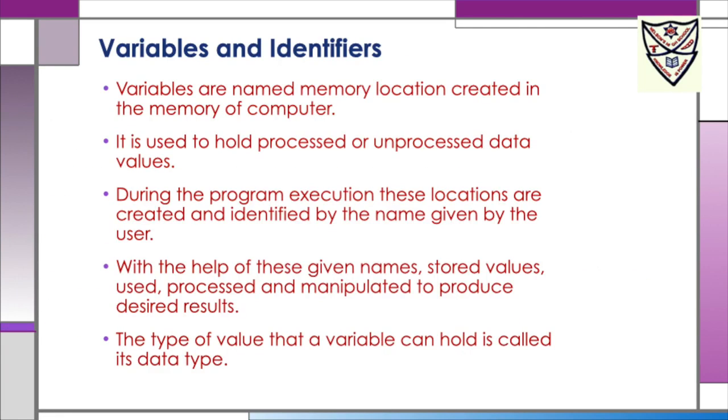Variables and identifiers. Variables are named memory locations created in the memory of the computer. It is used to hold processed or unprocessed data values. During the program execution, these locations are created and identified by the name given by the user. With the help of these given names, stored values are used, processed, and manipulated to produce desired results. The type of value that a variable can hold is known as a data type.